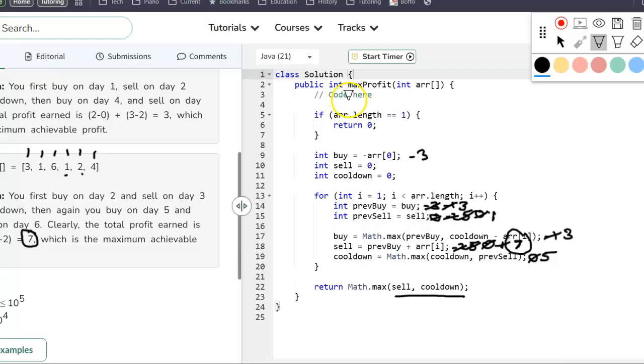So that's it. We keep track of the profits with 3 states: buy, sell, cooldown. We compute those every day. And at the end, after the last day, we take the max of sell and cooldown. That'll give us our max profit.